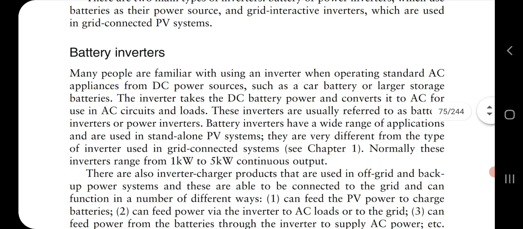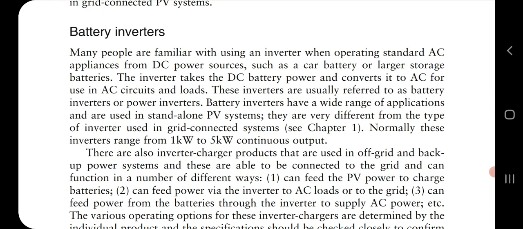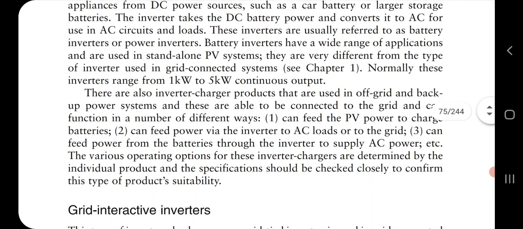We are all familiar with the battery inverter. We use it in the car, or in the house. From the PV cell, DC is taken from the PV array and stored in DC batteries. Then the inverter takes the supply, converts it from DC to AC and gives it to the load. This type is used everywhere. It is of 1 kilowatt to 5 kilowatt, and has different functions also.